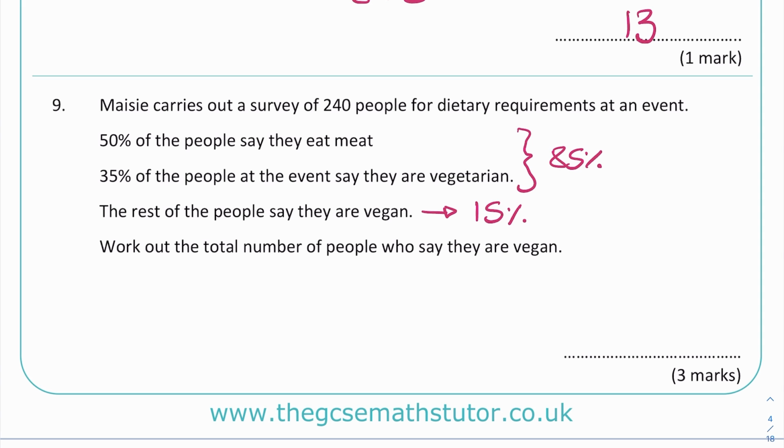So now we've got the percentage that are vegan, we just have to work out 15% of 240. So 10%, and you can do this on your calculator, you can just divide that by 10, would be 24.